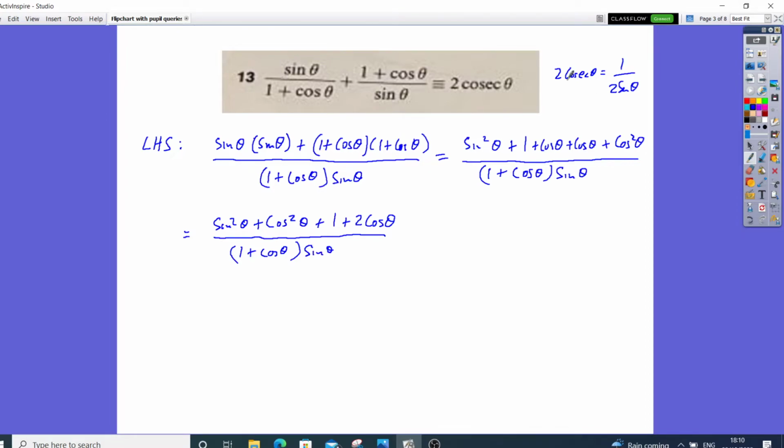Can I just say here what I meant to say here? That's wrong. The 2 is timesing that cosec theta, so I'm going to take that out. The 2 should have been on top of it. So just a quick correction here. Okay, so 2 cosec theta is 2 times cosec theta, which is 1 over sine theta.